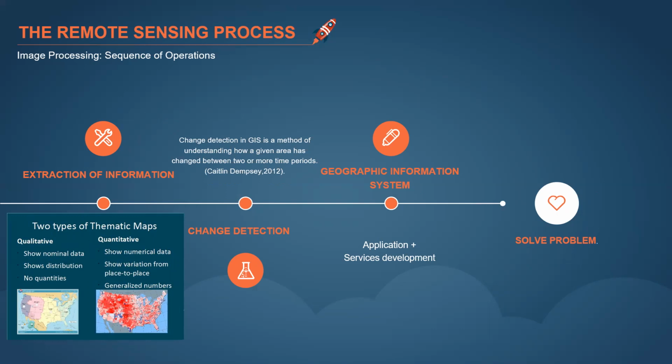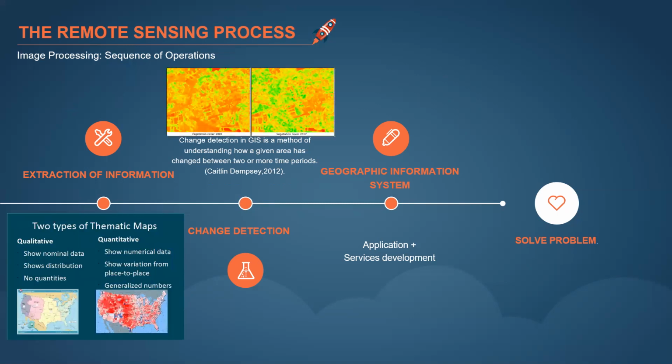The next step, change detection, is a method of understanding how a given area has changed between two or more time periods. This picture displays the difference in vegetation between 2005 and 2007.